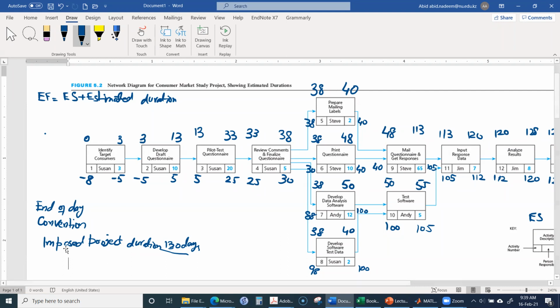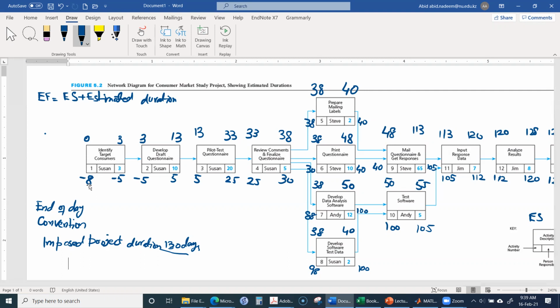So -8 means over here that this activity must be started 8 days earlier. Suppose, for example, we are planning to start this project by the start of the next month. That means maybe 1st of February. But if we start on 1st of February, then from 1st of February 130 days later, we cannot complete the project. So if the target date is to be achieved, then we need to start this project 8 days earlier. This simply just says like this.